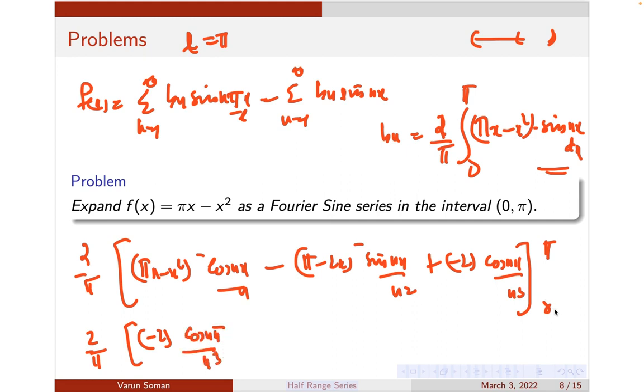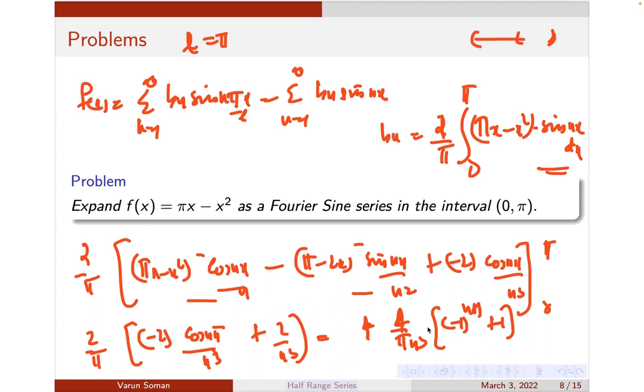Okay, now substitute the value of 0, this quantity will become 0, this will become simply plus 2 by n cube. Okay, so I think it is minus 4, so it becomes plus 2 by n cube. So this will become 4 by pi n cube into, the cos n pi is minus 1 raised to n, already 1 minus sign is here, so it will be minus 1 raised to n plus 1.